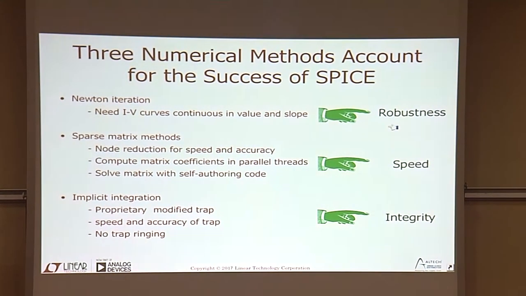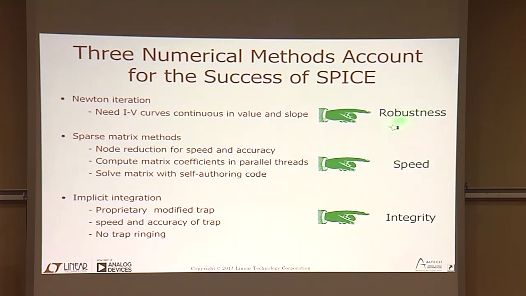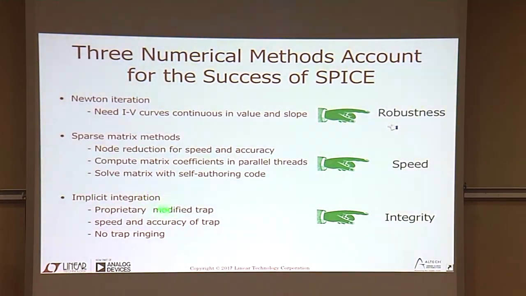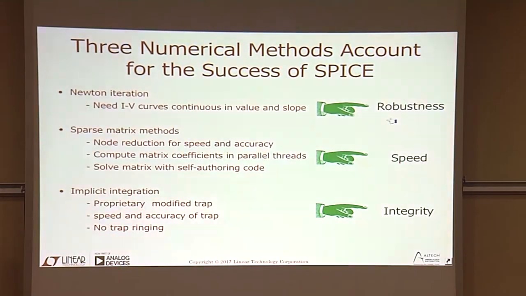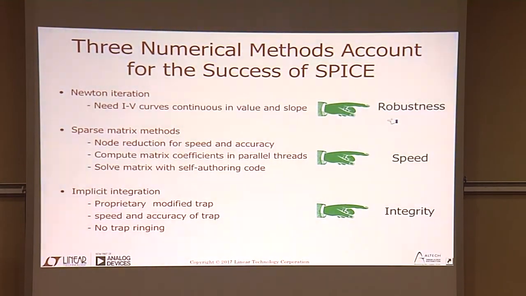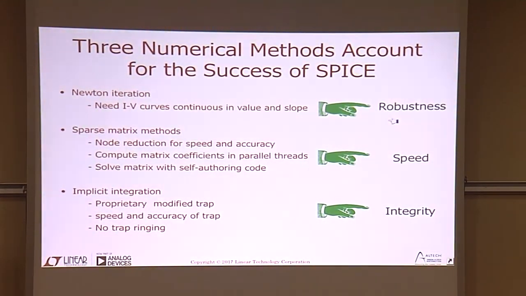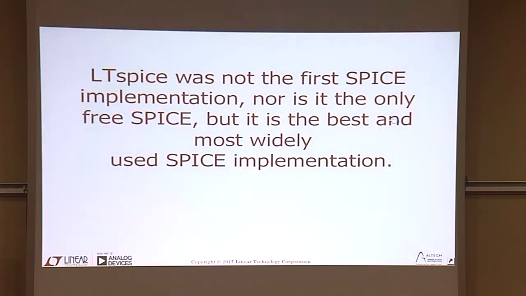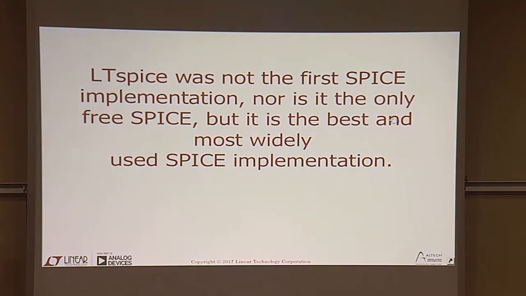All right, so Newton iteration, that's where you get the robustness; sparse matrix methods, that's where you get the speed; implicit integration, that's where you get the integrity, so you can believe the result if you can get to an answer. So LTSPICE is the fastest, most accurate, most numerically robust SPICE program, and it's a statement I don't see myself having to back off from.